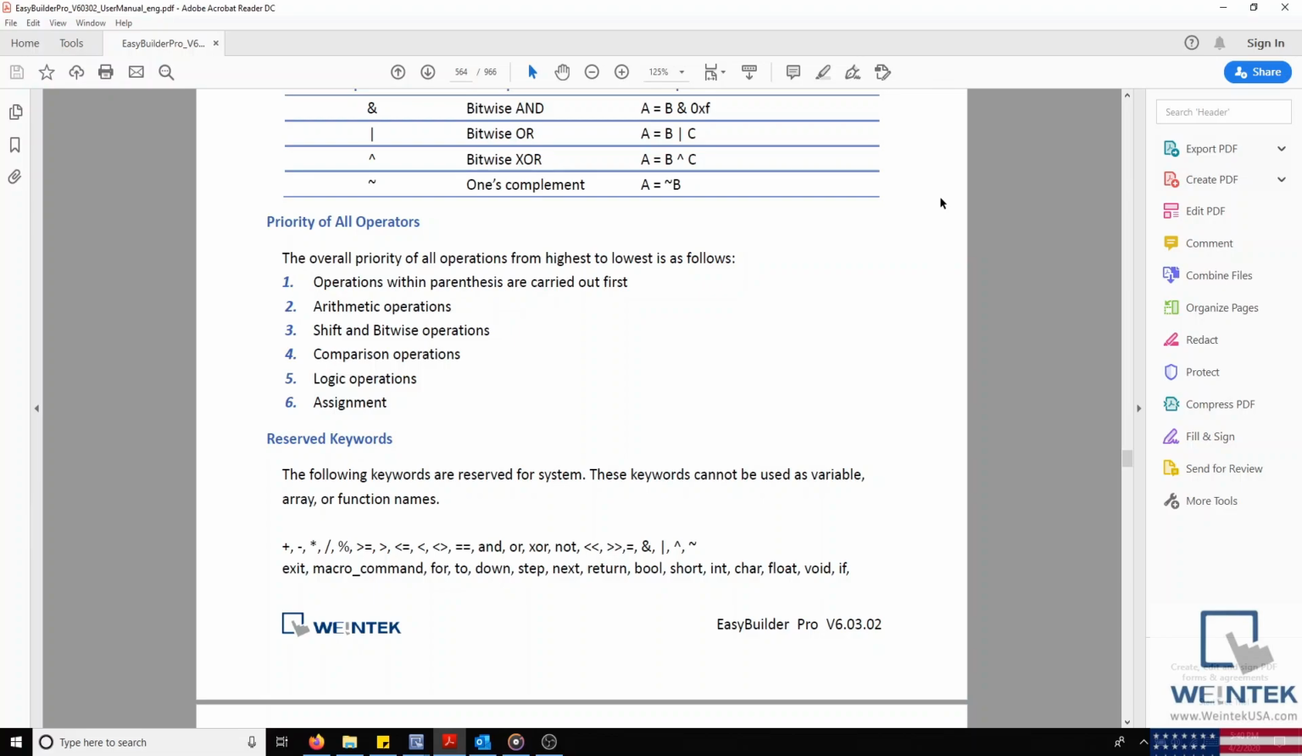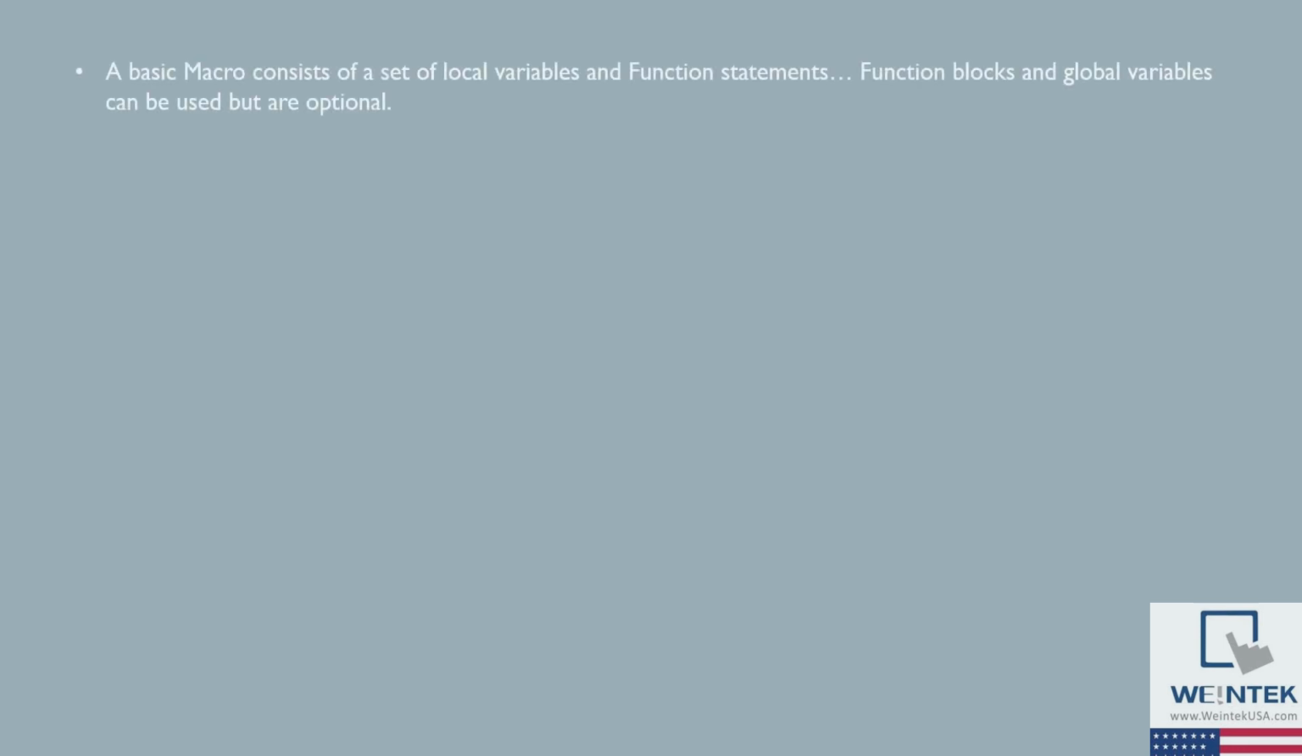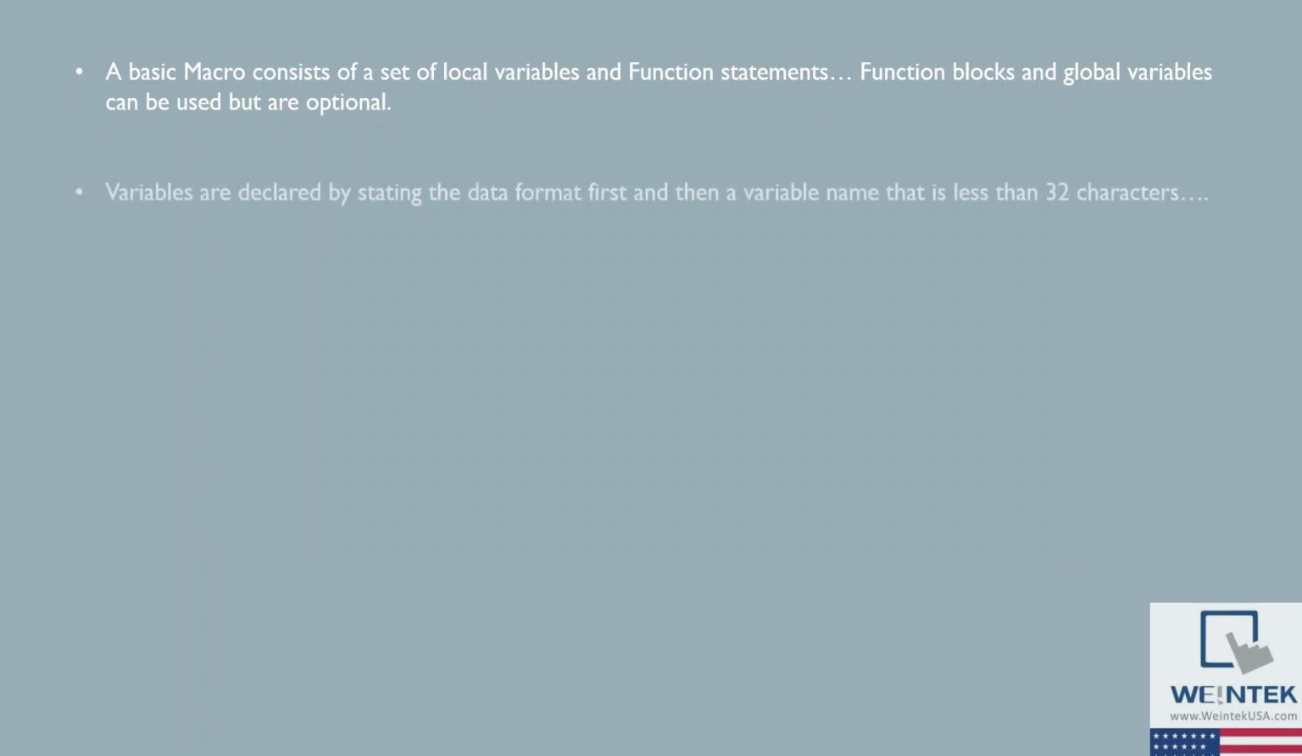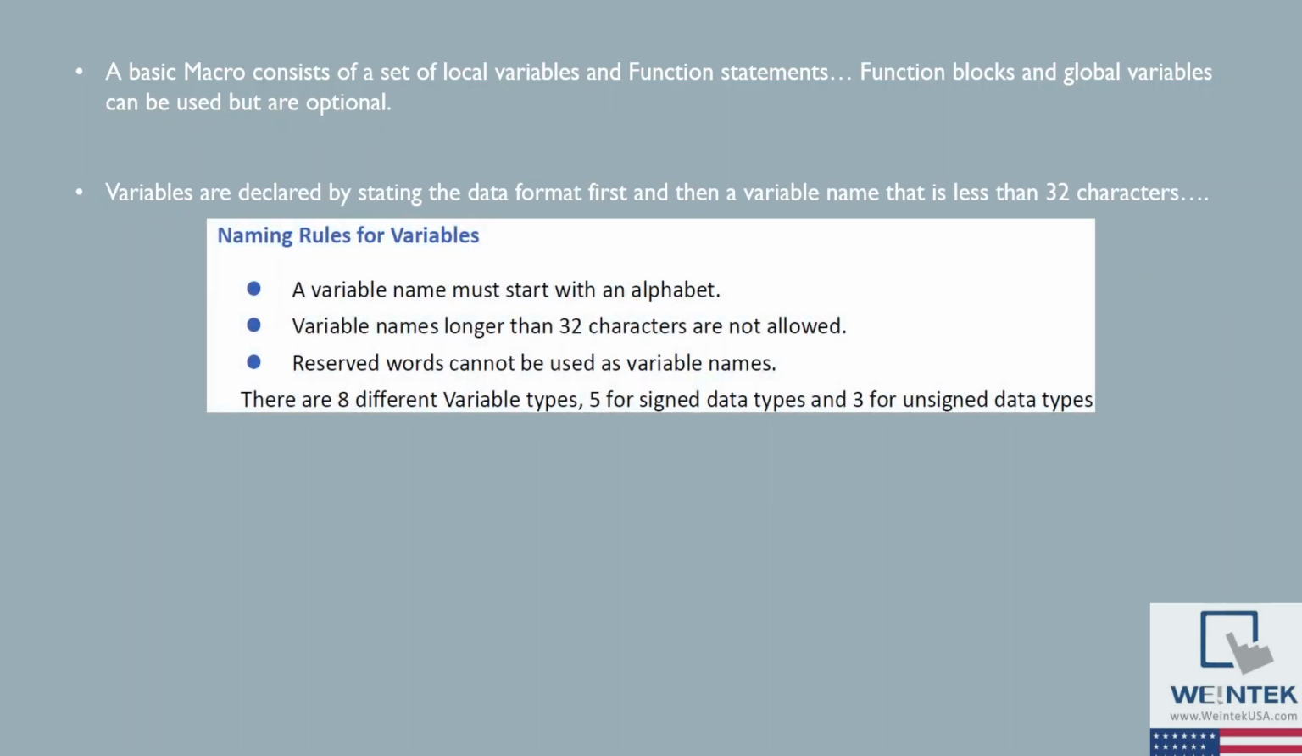And I'd like to point out that this is a lot of information to cover in such a short amount of time. With that said, let's recap some of the important topics. A basic macro consists of a set of local variables and function statements. Function blocks and global variables can be used but are optional. Variables are declared by stating the data format first and then a variable name that is less than 32 characters long.